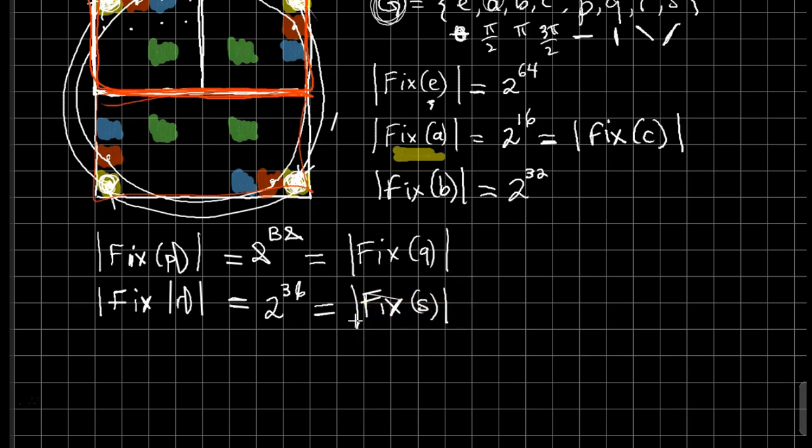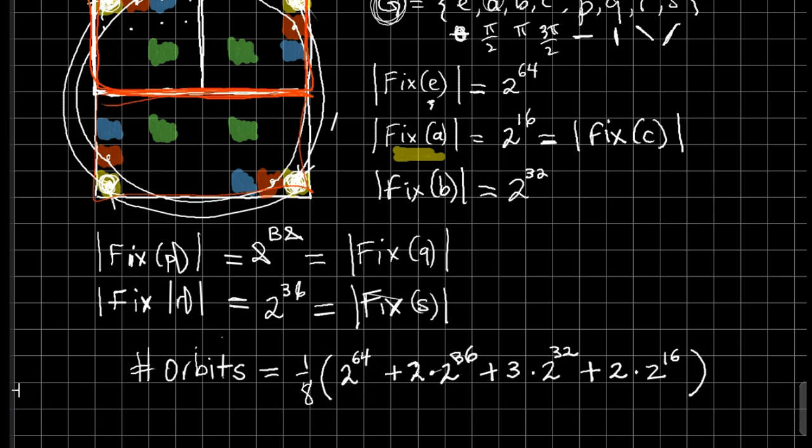Okay, good. So now it's time to apply the Burnside lemma. So the number of orbits, essentially different colorings, is equal to 1/8 times the fix of all group members, which we already did. So the number of orbits equals 1/8 times: we have 2 to the 64, plus 2 to the 16, plus 2 to the 32, 2 to the 16, 2 to the 32, 2 to the 16 again, plus 2 to the 32, plus 2 to the 32, plus 2 to the 36, plus 2 to the 36.